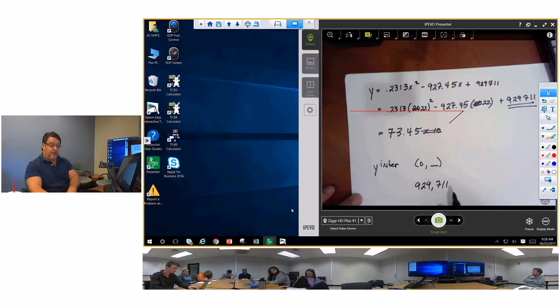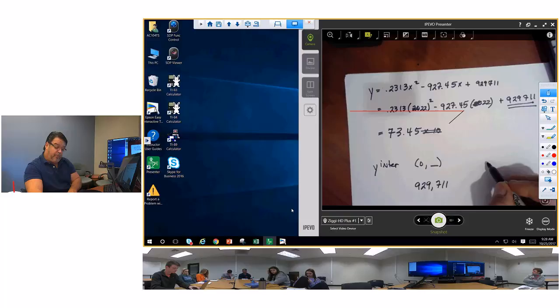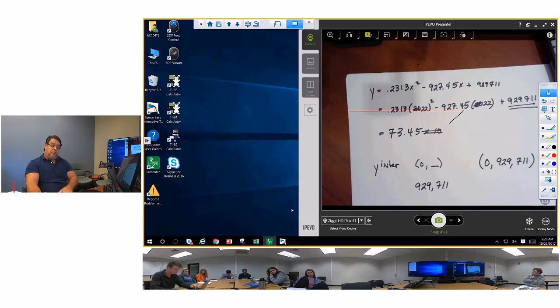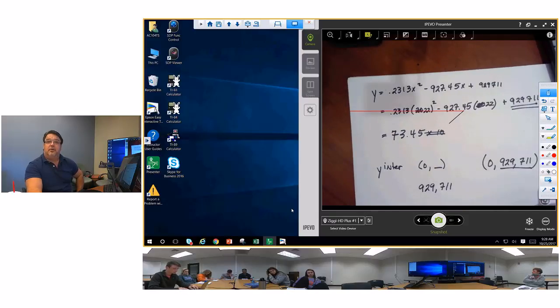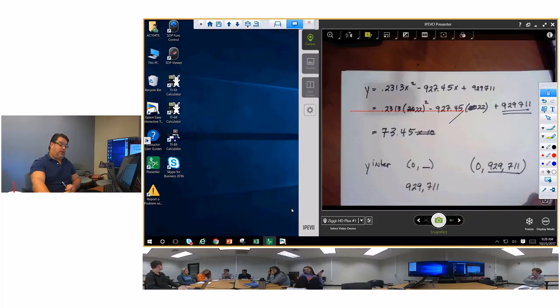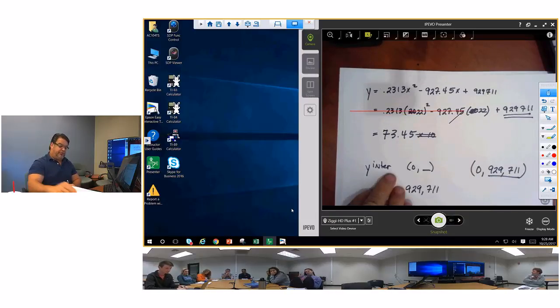929,711. So the curve bottoms out at 0, 929,711. So that's where your company pretty much is break even. Because anything below 929,000 is going to end up being in the negative. And that's what you're going to have to be able to find when you're dealing with these business type problems.